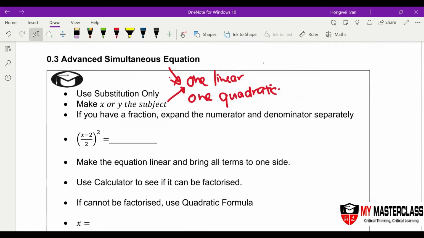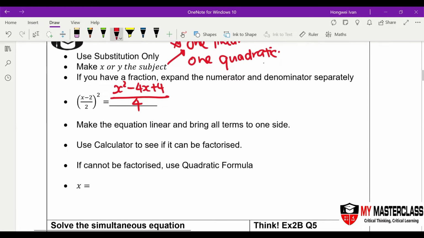If you have a fraction, expand the numerator and the denominator separately. What do I mean by that? Can you see x minus 2 squared over 2? It will become x squared minus 4x plus 4 over 4. Then if you have an over 4 like that, multiply by 4 or 8 or whatever to make the whole thing linear. Always make the whole thing linear and then form the quadratic equation.